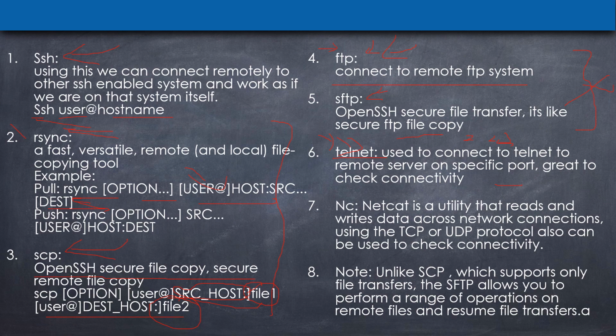NC is the netcat utility that reads and writes data across network connections. This is also very useful for checking network connectivity issues. Some people use telnet, some people use NC; it depends on the scenario. Unlike SCP, which supports only file transfer, SFTP allows you to perform a range of operations on the remote file and resume file transfer, those kinds of things. Okay, so let's move to some other commands.